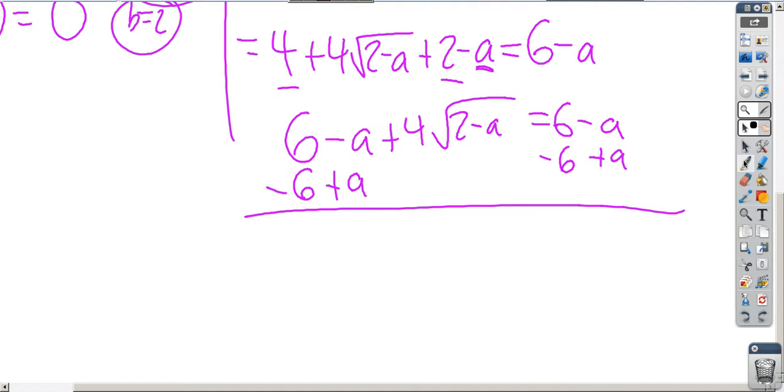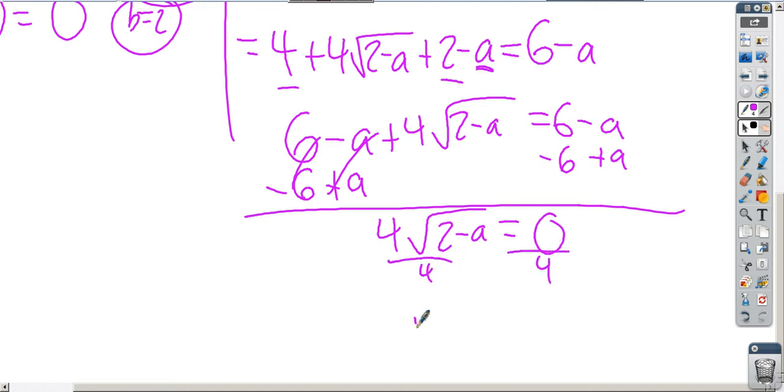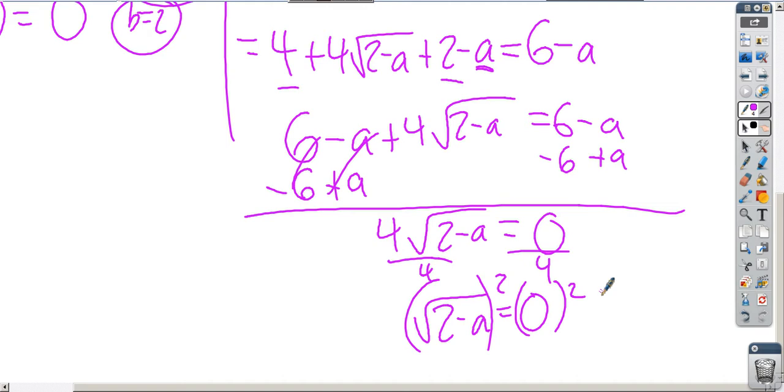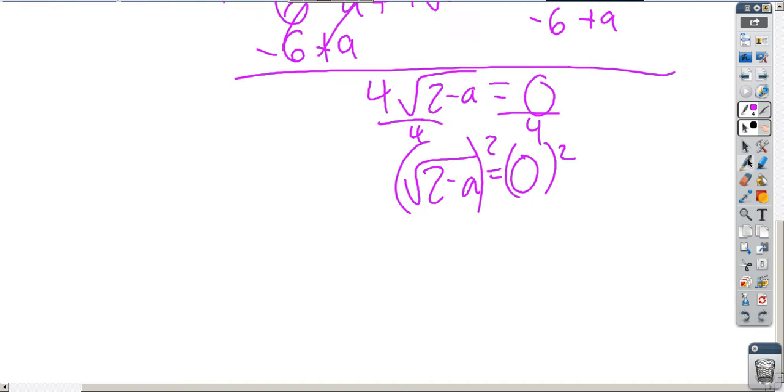So when we end up doing that, those are going to cancel, we get 4 times this, and that's equal to 0. So let's divide everything by 4. We still get 0. And now we have another radical that we can get rid of by squaring. That's always what we do when we have radicals. And that makes sense. We started with 2, so sometimes you're going to have to do this process twice.